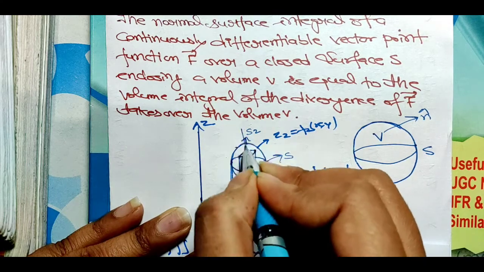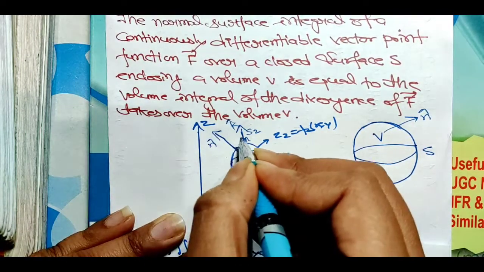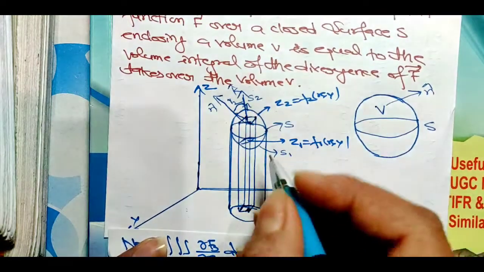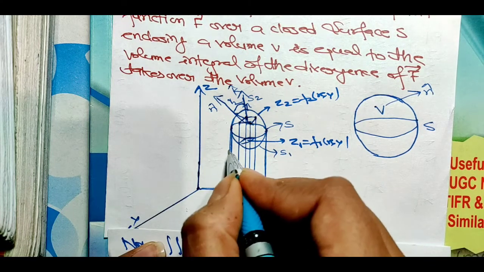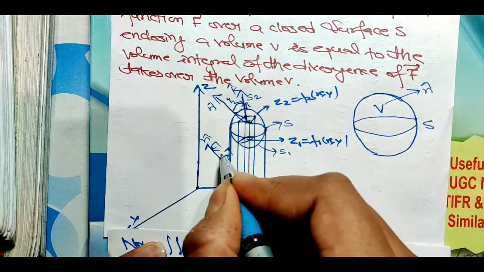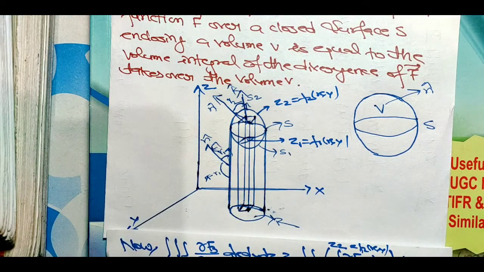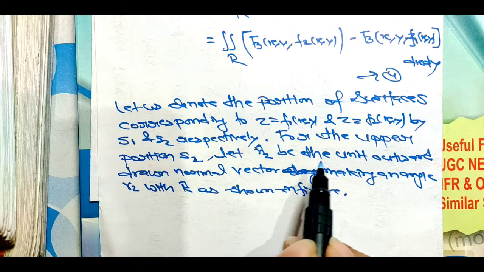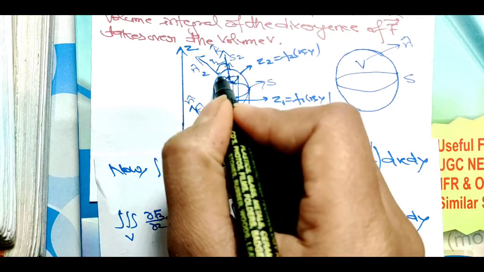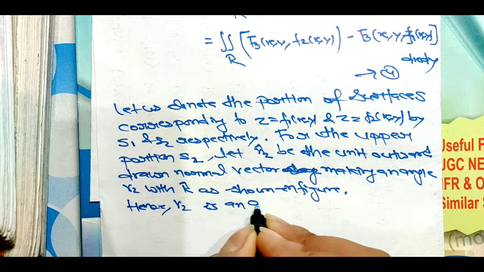We draw a vector k here, and we draw the unit normal vector n cap, which makes the angle gamma 2, an acute angle. If we take the surface S1, the lower part, with the k vector and the n vector here, it will make angle gamma 1, and this portion is pi minus gamma 1, so this is an obtuse angle. For the upper portion S2, n2 cap is the unit outward vector, making angle gamma 2 with the k cap vector, which is an acute angle. Hence gamma 2 is an acute angle.